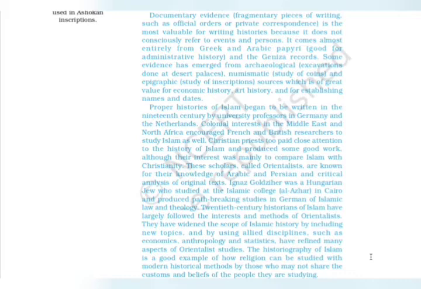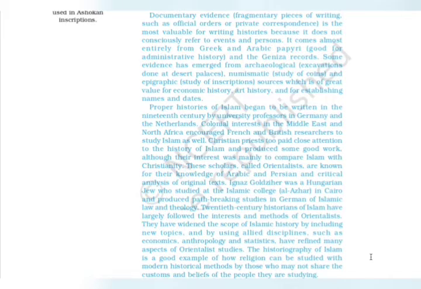These scholars, called Orientalists, are known for their knowledge of Arabic and Persian and critical analysis of original text. Ignaz Goldziher was a Hungarian Jew who studied at the Islamic College, Al-Azhar, in Cairo and produced path-breaking studies in German of Islamic law and theology.